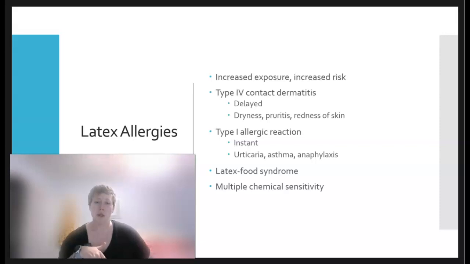And then multiple chemical sensitivity, it's a controversial topic, actually. It's not recognized as an official diagnosis by the AMA, or American Medical Association. It's basically patients who report that they're sensitive to smells, smoke, that sort of thing. And they get nonspecific symptoms like headaches, fatigue, dizziness, nausea. This is definitely more common in women than men.